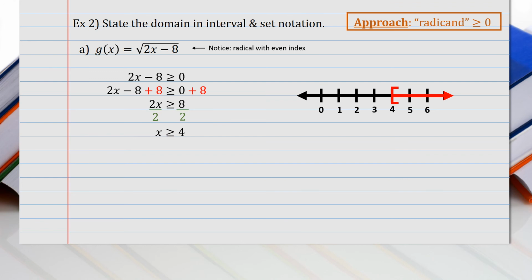So now that we see the shaded region, we're ready to write our interval notation. Our shading starts at the value of 4, where we do use a bracket. And we shade to the right forever and ever, which would mean infinity, where we always use a parenthesis. So that would be your interval notation. Now again, set notation is the more formal way to write this, which would simply be the set of all x values such that x is greater than or equal to 4.